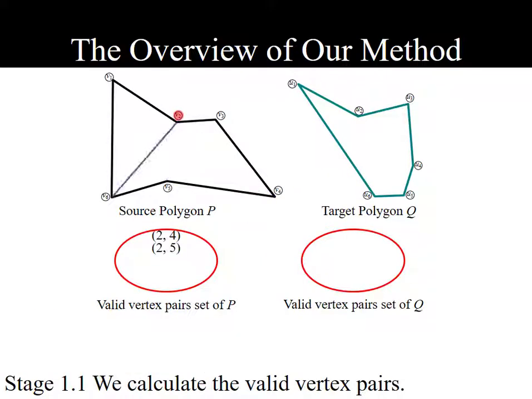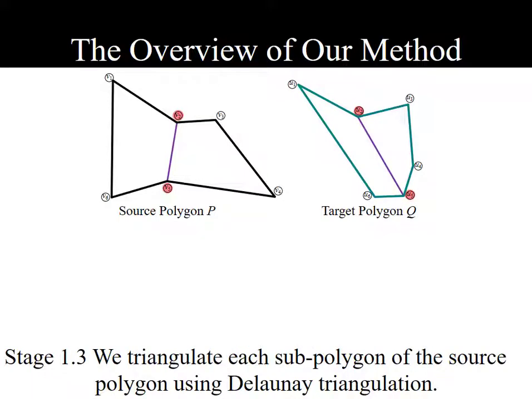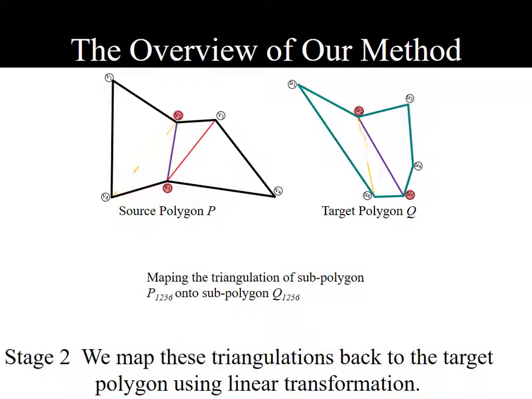We compute the valid vertex pairs for both the source and target polygons. We collect all the common valid vertex pairs of the source and target polygons, among which we select the one that can maximize the minimum interior angle. Now we triangulate each sub-polygon of the source polygon using Delaunay triangulation. In the second stage, we map the triangulations back to the corresponding polygon using linear transformation.